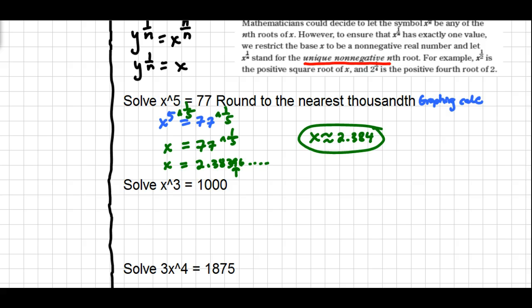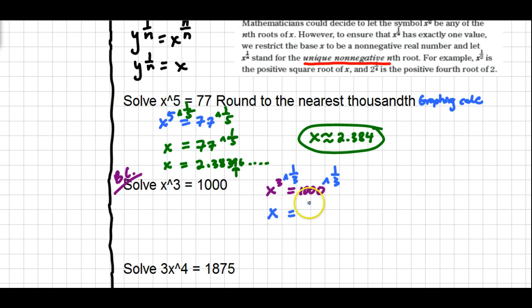The next question would be a baby calc question. You have to solve x to the 3 equals 1,000. So again, let's employ our knowledge of what to do about the power. We're trying to get the 3 to go away, so we're going to raise to the 1 over 3 on both sides. 3 times 1 over 3 becomes a 1 for x, which is what we wanted.